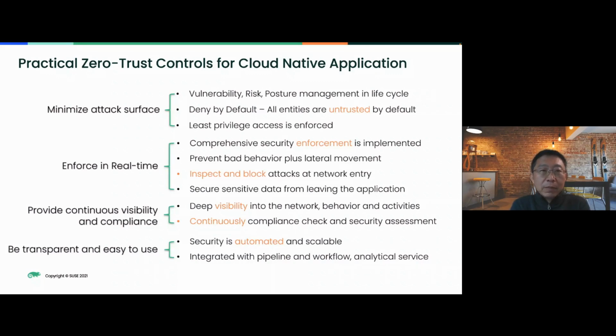4 key points. For example, how to minimize the attack surface? You can do vulnerability management, risk assessment, and posture management on lifecycle. So you basically clean up all the security holes as much as possible. Then you can adopt zero trust security policies, deny by default. And as I mentioned, use declarative policies to guard all the communication interfaces of your microservices. So all the entities are untrusted by default.